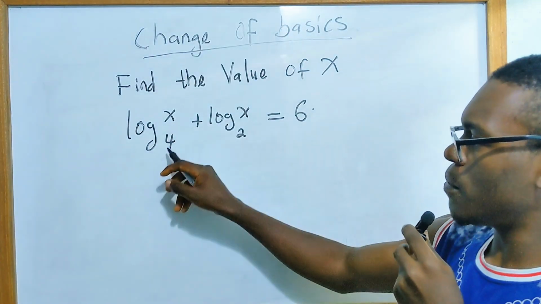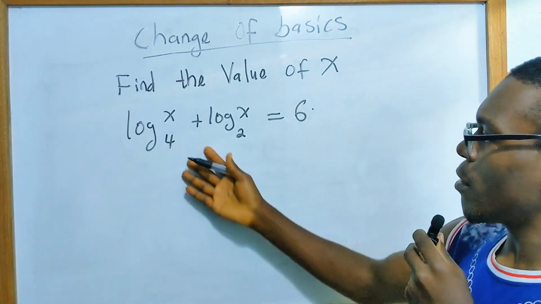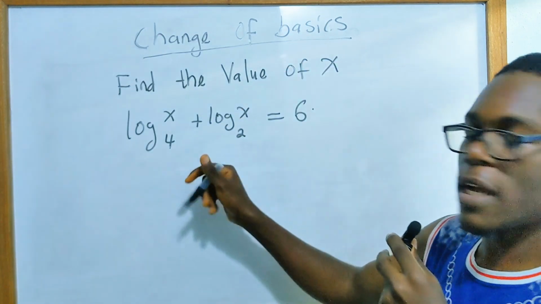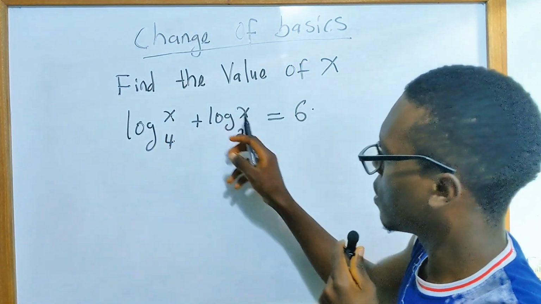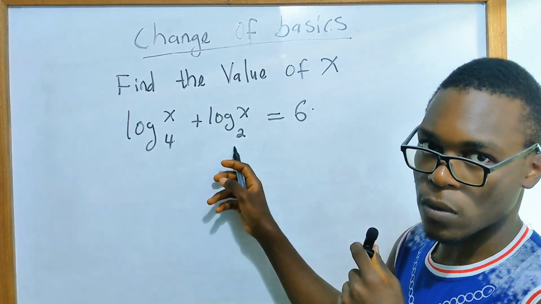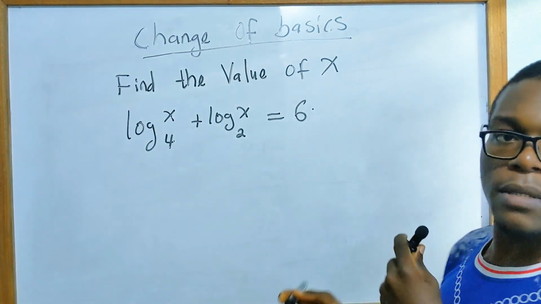Looking at this, we have base 4 and here we have a base of 2. How can we solve this one? The thing we want to use is the change of base. To change the base, you're going to change from base 4 to base 2. That's easy because you should have the same base for easy manipulation.